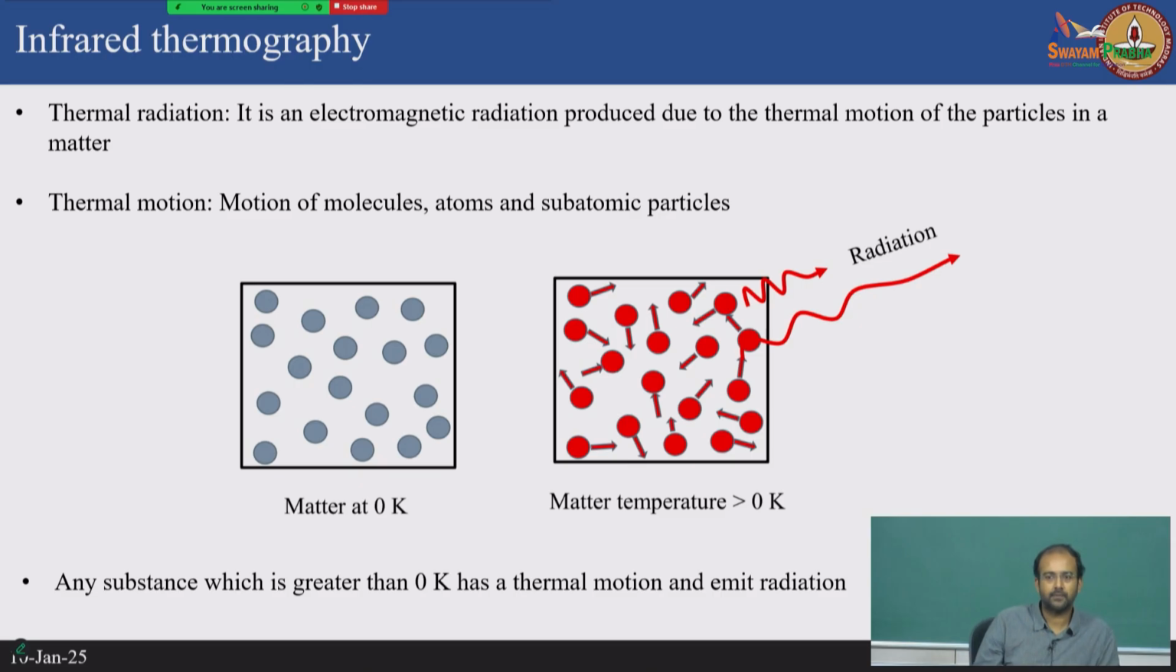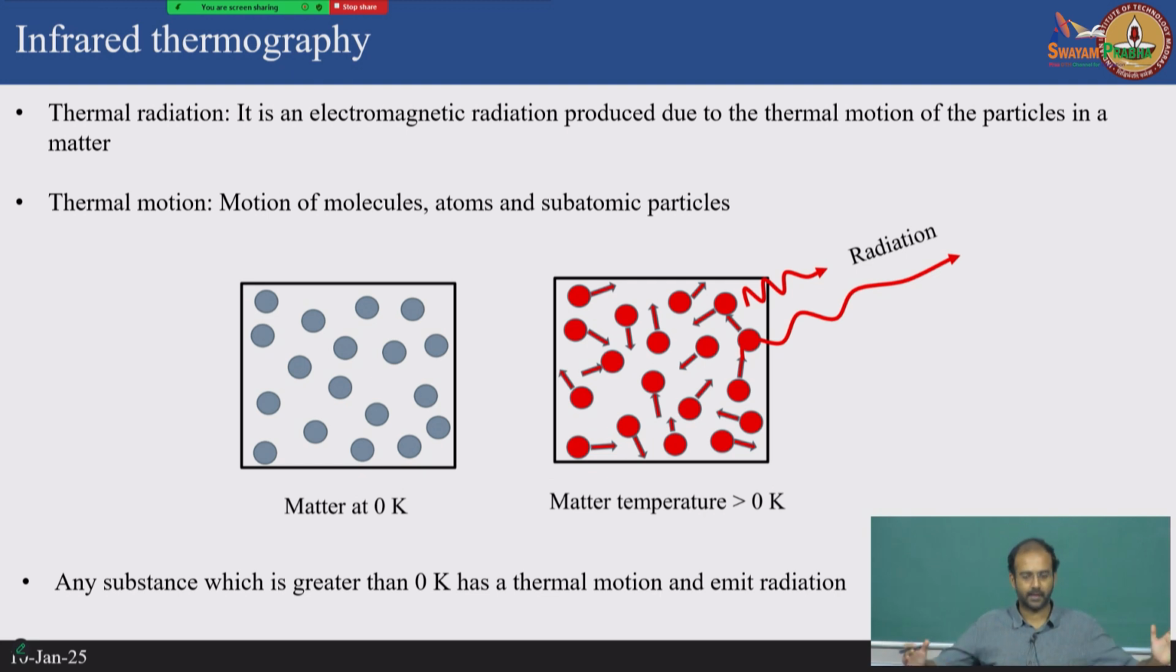Any object which is above 0 Kelvin has inherently this kind of process where the charged particles accumulate, and the vibration of these charged particles results in electromagnetic waves. So, the infrared detector is nothing but a detector of these electromagnetic waves, particularly in the infrared bandwidth.